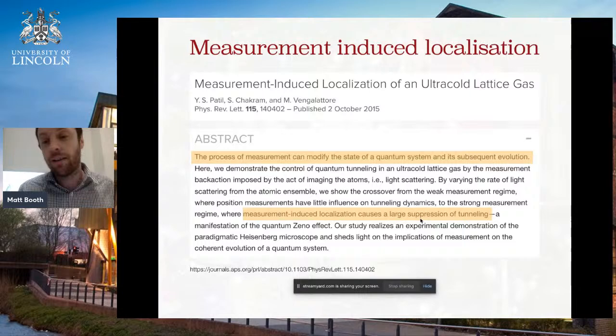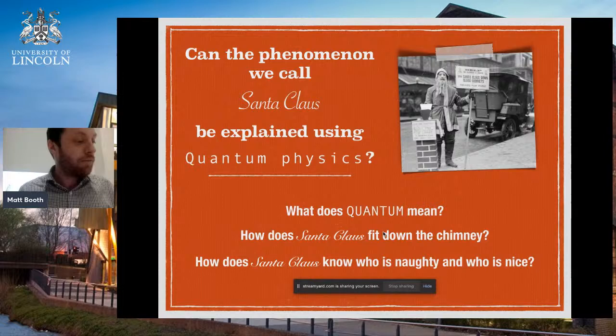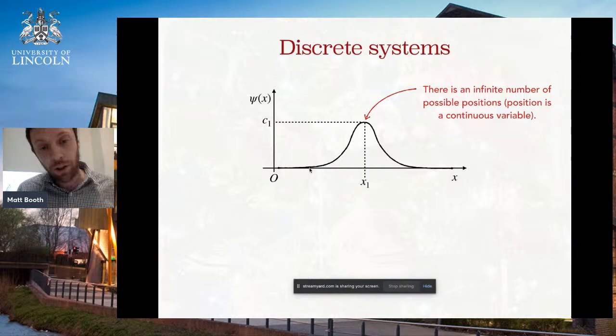Okay, so the last question, I've got 5 or 10 minutes left, is how does Santa Claus know who is naughty and who is nice? So we've talked about continuous variables. So position, we talked about the wave function that describes the kind of probability distribution of positions. And position is a continuous variable. We can take any position we like and it will have some probability. But we can do the same kind of stuff for discrete systems.